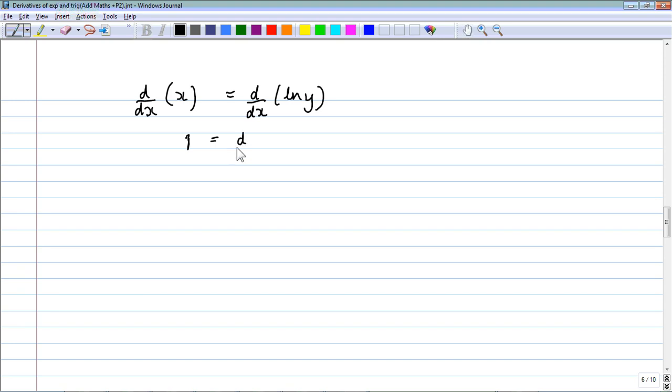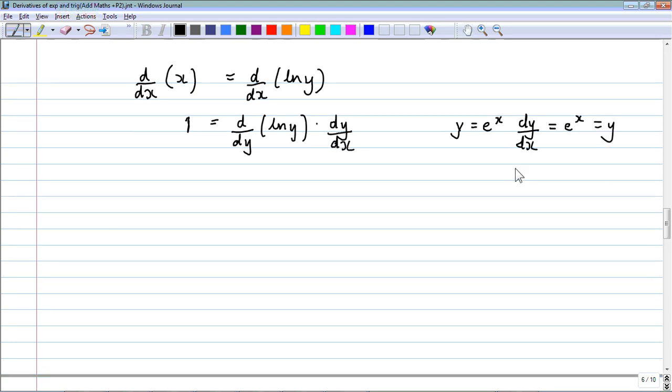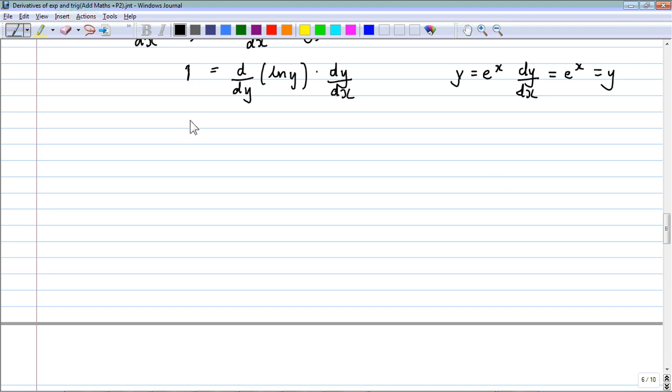The chain rule. We first differentiate log y with respect to y, and then we multiply by the differential of y with respect to x. Now here's the trick. Remember that y is equal to e to the x. So dy by dx, according to the result we just got, is equal to e to the x also, which is equal to y. So I can rewrite this equation as 1 is equal to d by dy of log y times y.